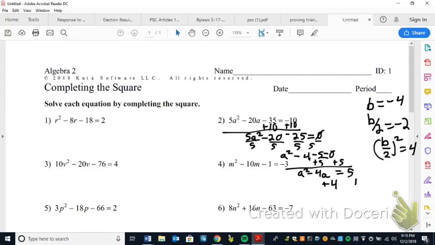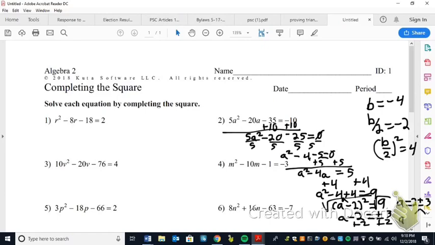I'm going to add 4 to both sides. And I'm going to get a squared minus 4a, I don't know why I keep dropping the a, plus 4 equals 9. So that's going to give me a minus 2, that's my b over 2, squared equals 9. Square root both sides. I get a minus 2 equals positive or negative 3. Add 2 to both sides. And so I get a equals 2 plus or minus 3. So a equals 5, that's 2 plus 3, or negative 1, 2 minus 3. Okay.